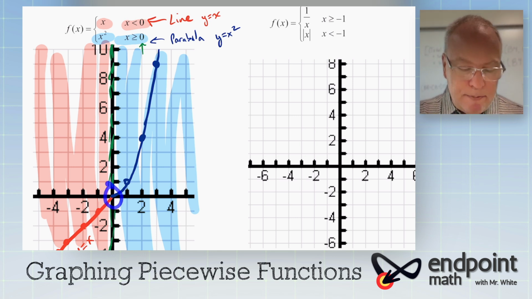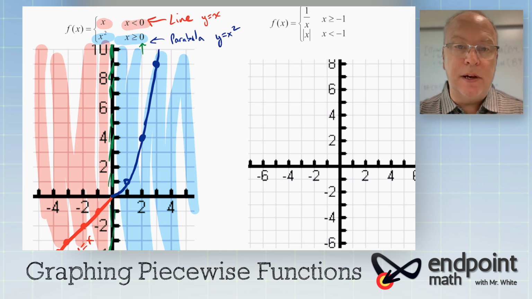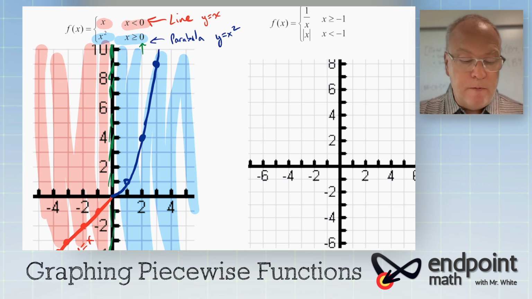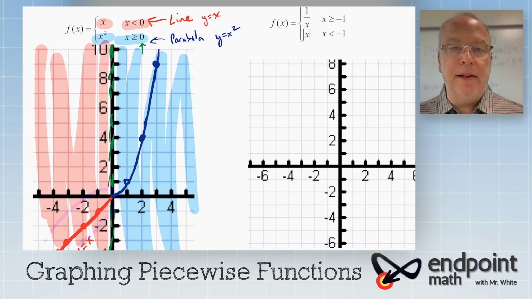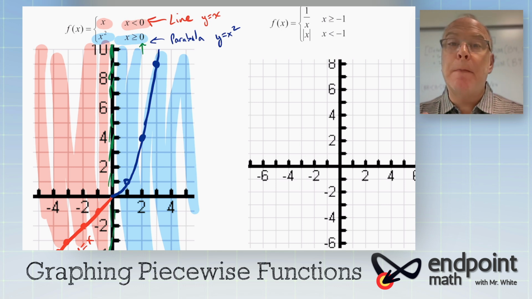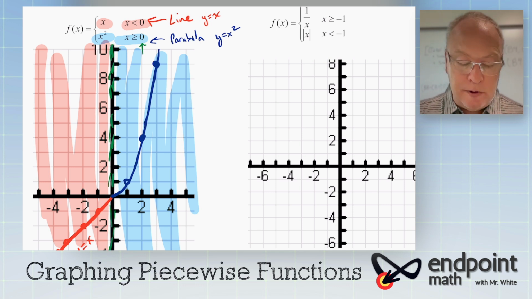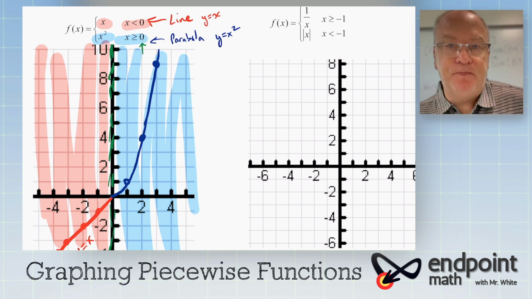This doesn't always happen, but this thing does connect here. So I'm not going to put any sort of dot there. I'm just going to leave it like that. So when x was less than 0, we were on the red line. But the moment we hit x equals 0, we're on a different piece. That's why it's called the piecewise function. And that other piece is over here.